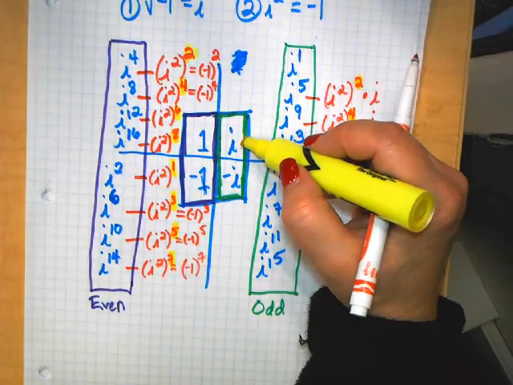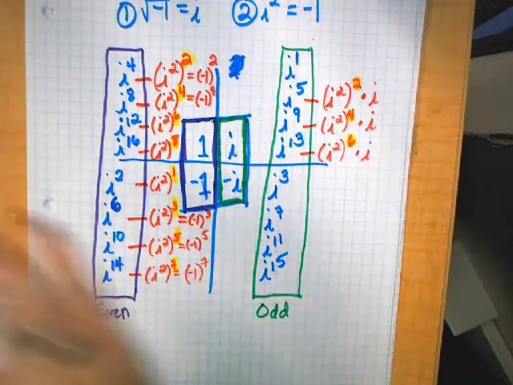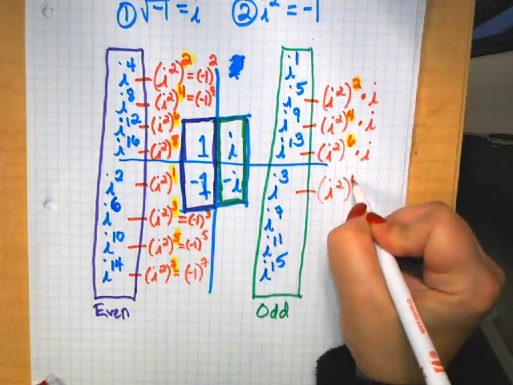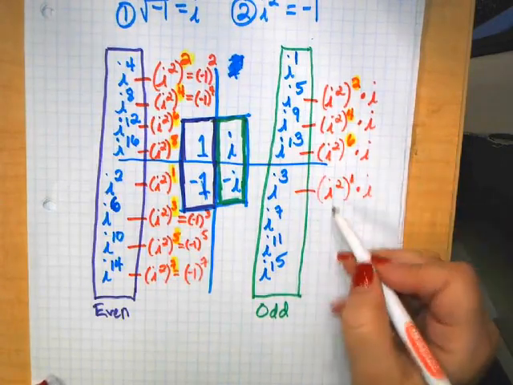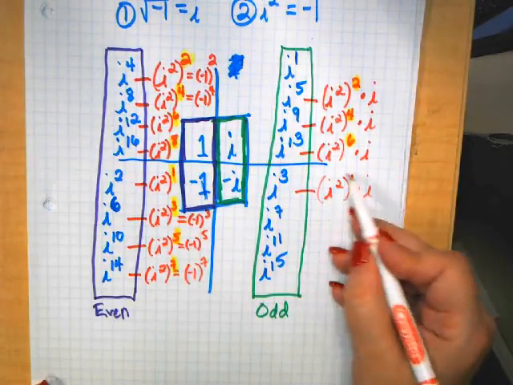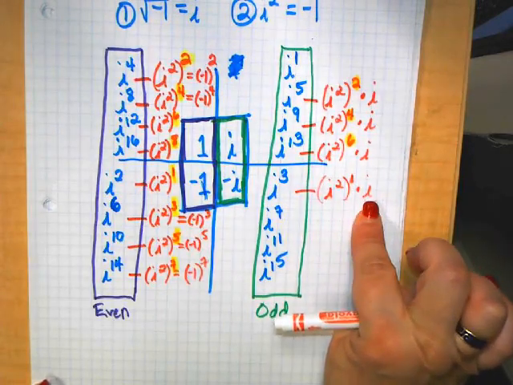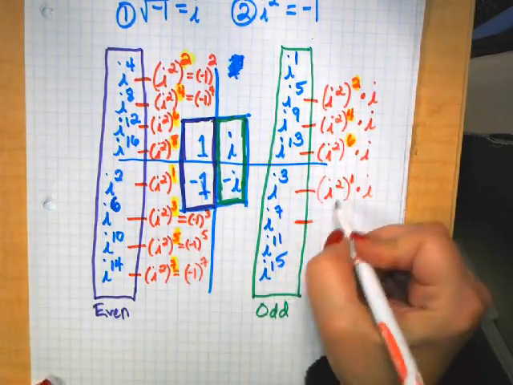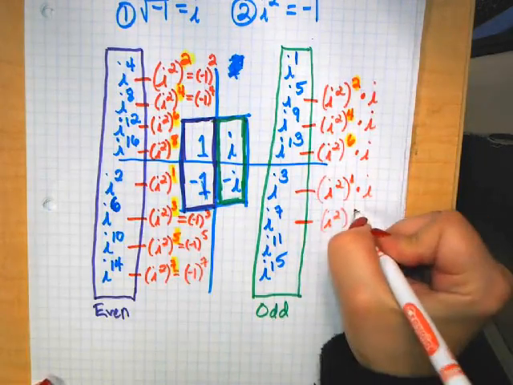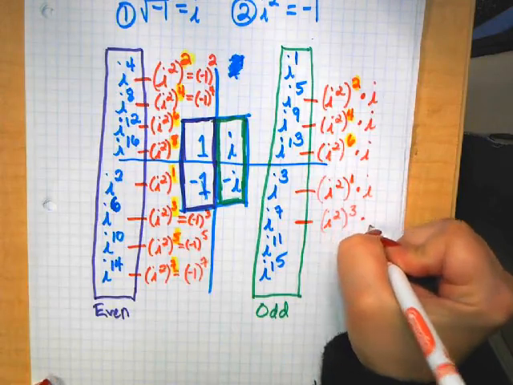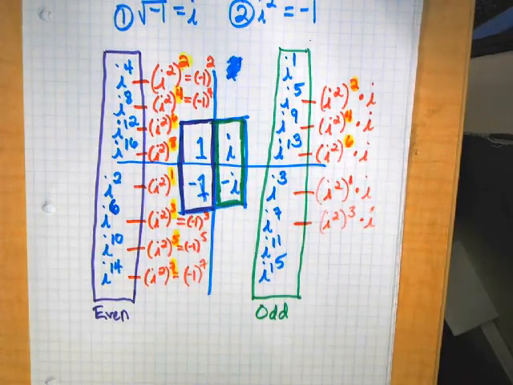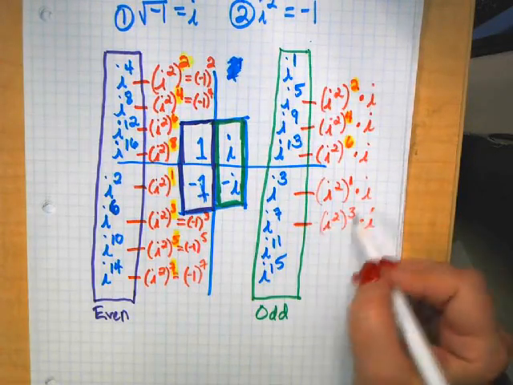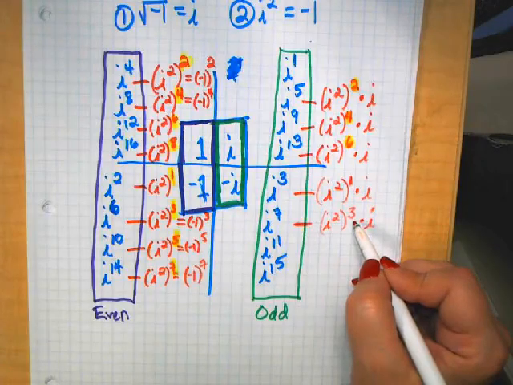Down here, when we're looking at these, i to the 3rd has only 1 pair of i's with an extra. Negative 1 to the 1st is negative 1. Negative 1 times i is negative i. i to the 7th, there are 3 pairs of i's with an extra. Negative 1 to the 3rd is negative 1. Negative 1 times i gives us negative i.